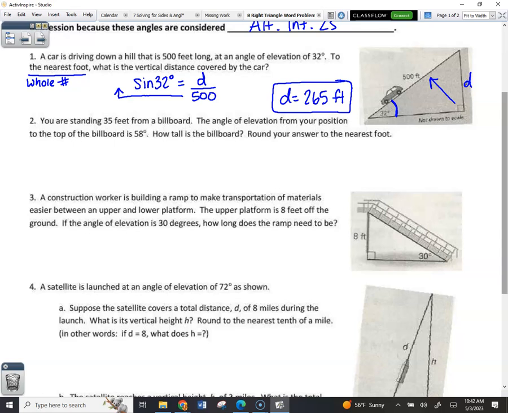The angle of elevation from where you're standing to the top of the billboard is 58 degrees. How tall is the billboard? I have no picture given here, but Ms. Holcombe said, what is the shape we've been dealing with? A right triangle. So draw a right triangle and label the sides or the info based on what they gave you. You try it first. I'm going to give you 30 seconds. Then I'm going to draw the picture on the board.